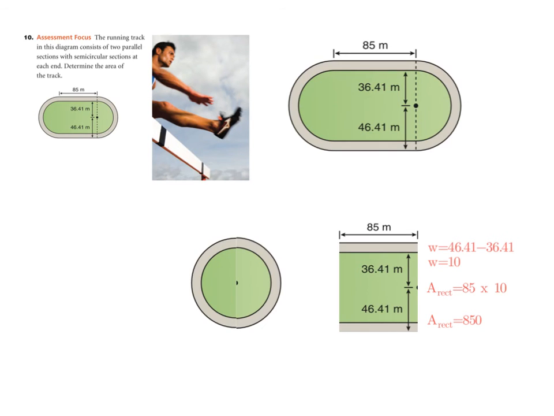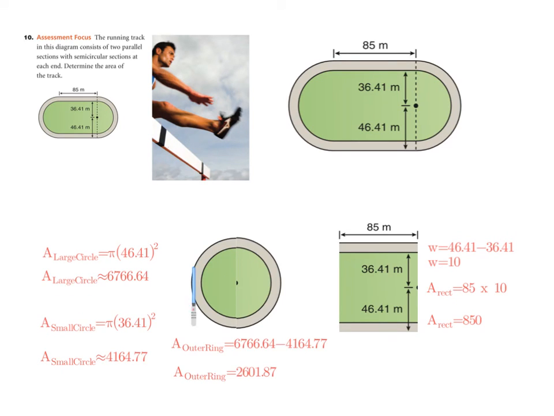Now for this circle, I'm going to take a different approach. I'm going to find the area of the whole circle, and then I'm just going to subtract the area of the green part. The whole circle has a radius of 46.41, as we can see up here, and the inside circle has a radius of 36.41. So we simply do pi r squared for the area of the big circle, so pi times 46.41 squared, and pi r squared for the inner one, so pi times 36.41 squared, and we simply subtract the area of the smaller one from the area of the larger one.